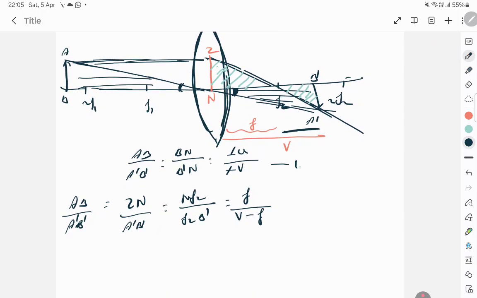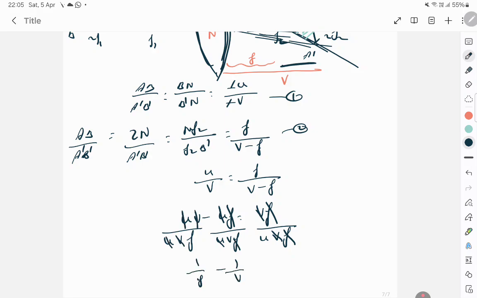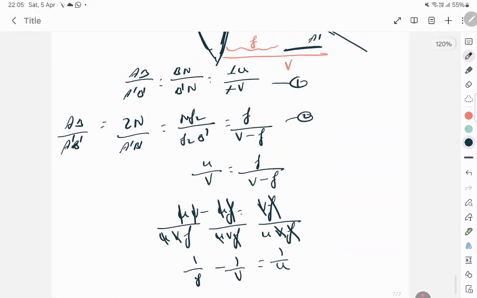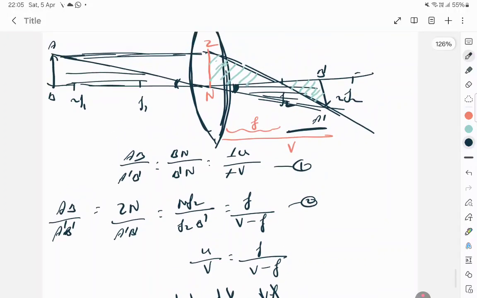So now you can equate the first equation with the second equation. u by v is equal to f by v minus f, and cross multiplying, uv minus uf is equal to vf. Dividing throughout by uvf, the v and v and f and f get cancelled, u and f and f get cancelled, u and v and v get cancelled, 1 by f minus 1 by v is equal to 1 by u, but we are not supposed to get it like this, you have to get it as 1 by v minus 1 by u, so something is not okay. Let's check what is the mistake. The focal length is positive, image distance is also positive.